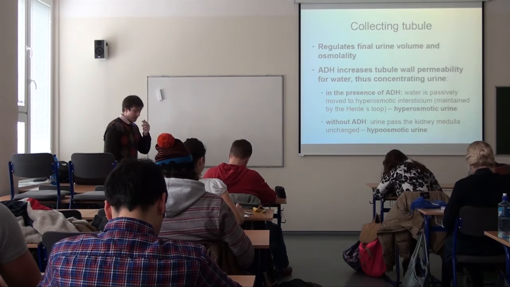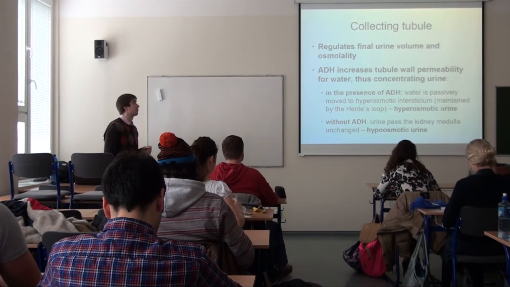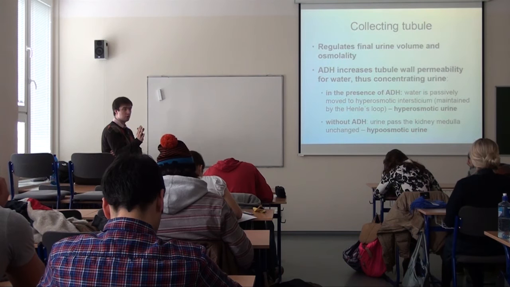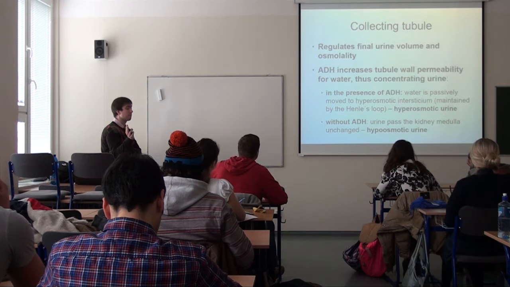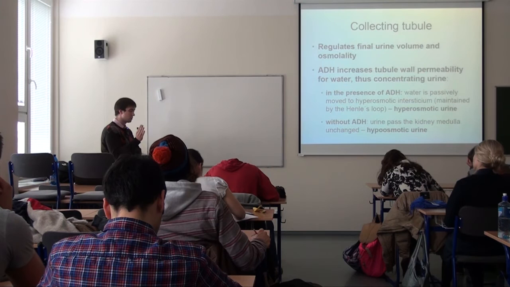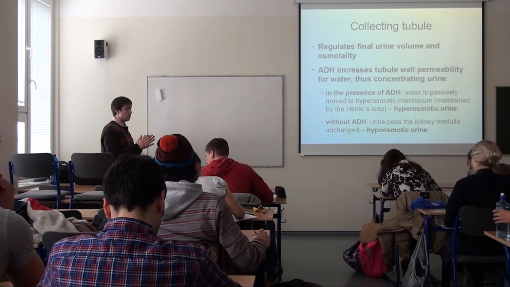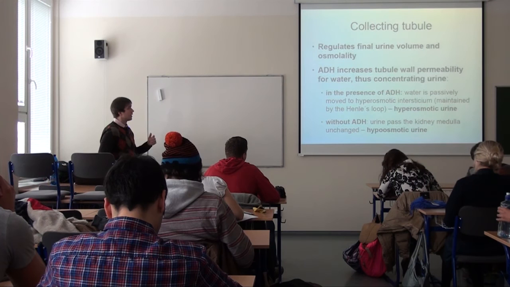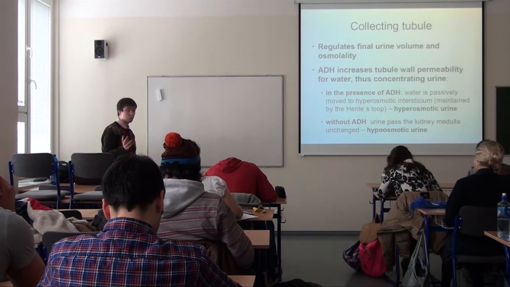And the last part of the tubules is the collecting duct, or collecting tubule. The collecting tubule is the place that determines the total urine volume and total osmolarity, or the final urine volume and final osmolarity. In the collecting tubule, you can move only water, so no ions, yes, no glucose, nothing else, only water. Under normal conditions, cells of the collecting tubule are impermeable to water. But there is one hormone, antidiuretic hormone, the synonym is vasopressin, the hormone that enables water to move through the cells.